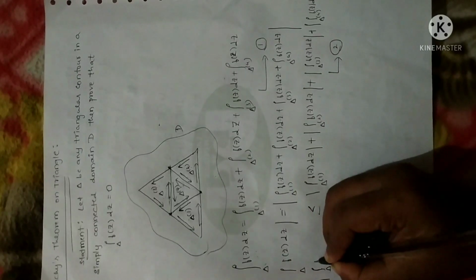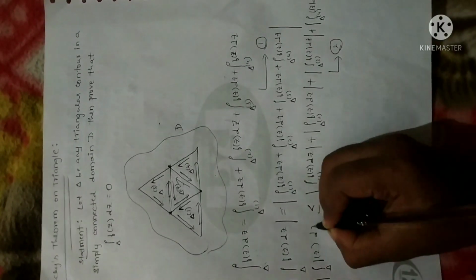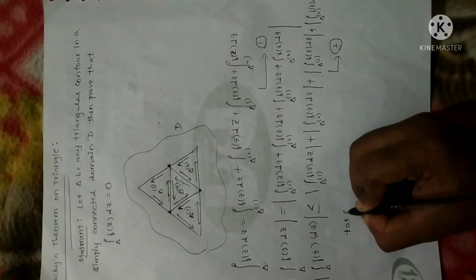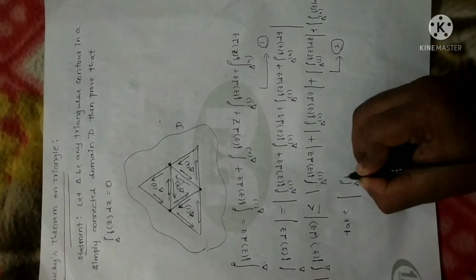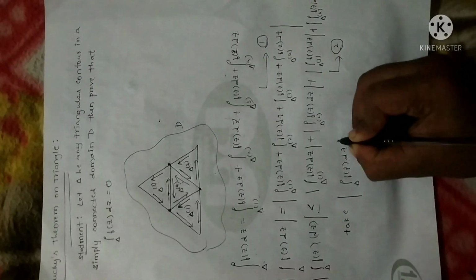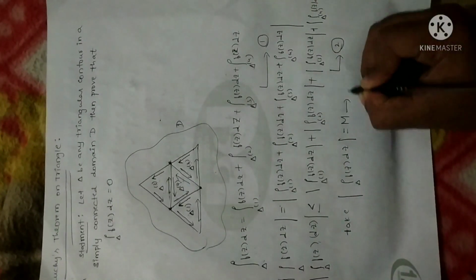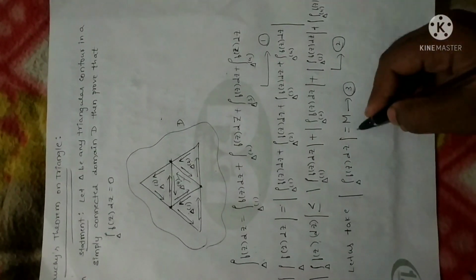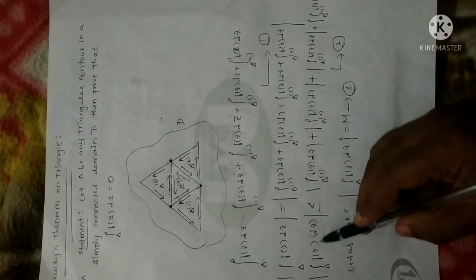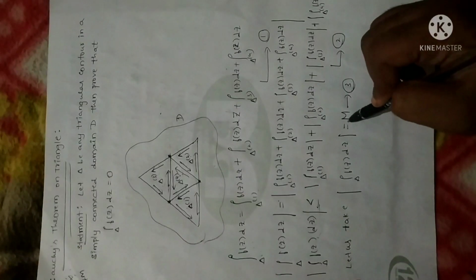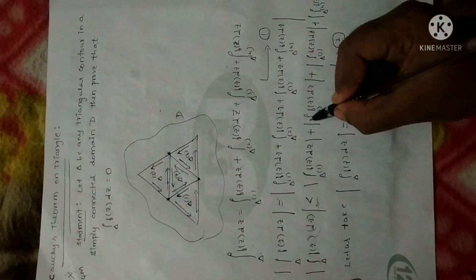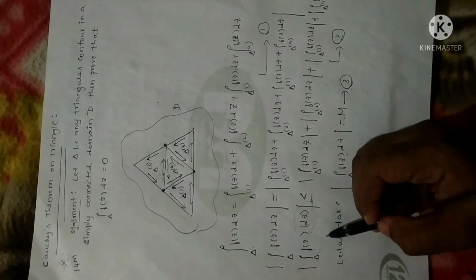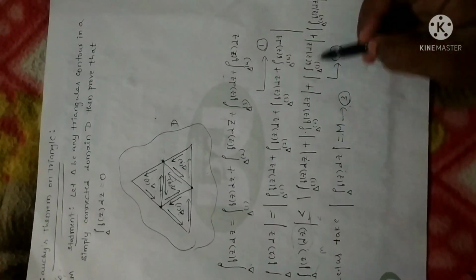Clear? Integral f of z dz. Now let us take this value, that is overall integral value, will be equal to capital M. Let me take this as equation 3. Let us take this value as equal to M. Suppose if this LHS value is equal to M, then from equation 2, what is the conclusion that we can say? In the sense, if this value is equal to M, M will be less than or equal to all this sum.